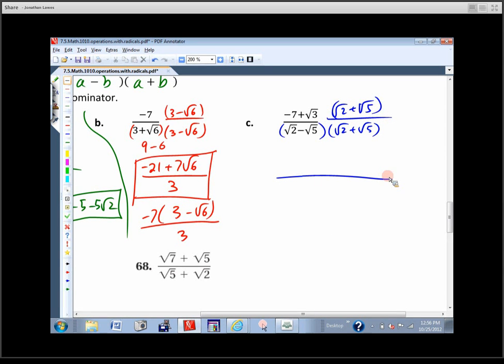Okay, now the numerator on this one gets to be a bit of a mess. Because I'm going to do negative 7 times radical 2 and negative 7 times radical 5. So that's negative 7 radical 2 and negative 7 radical 5. Then it's the 3's turn. I'm going to take the radical 3 and multiply it by both of those. So that's going to be a radical 6 and a radical 15, none of which can be simplified, and none of them are like terms.